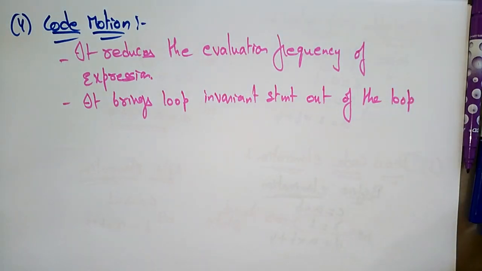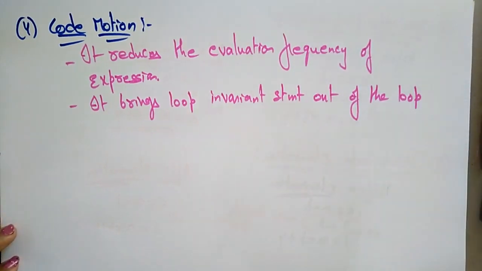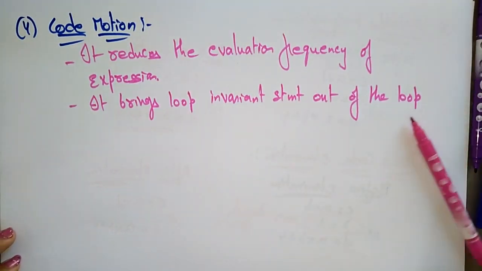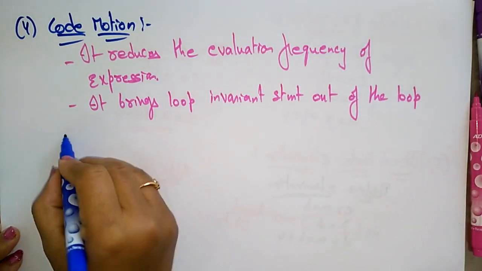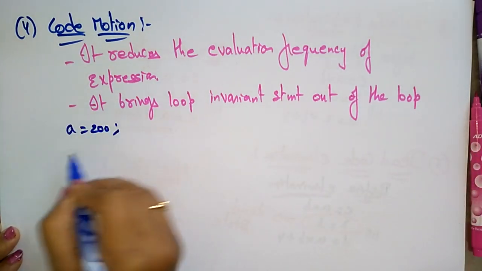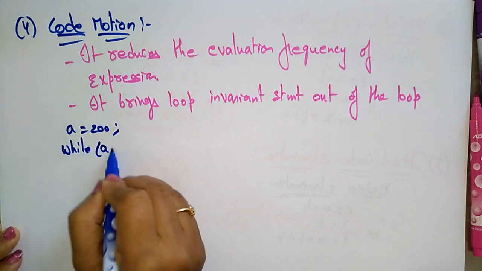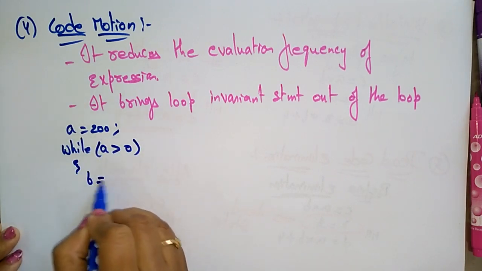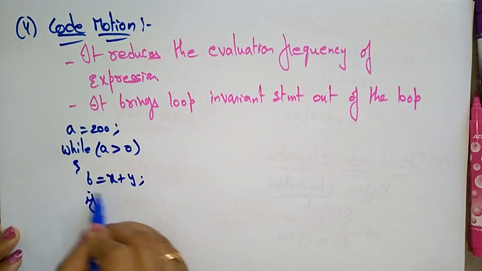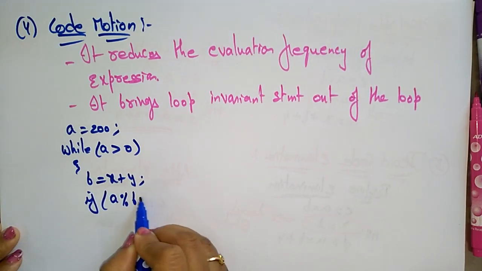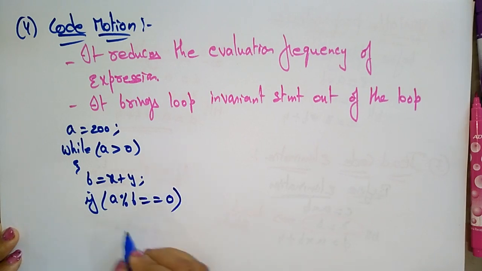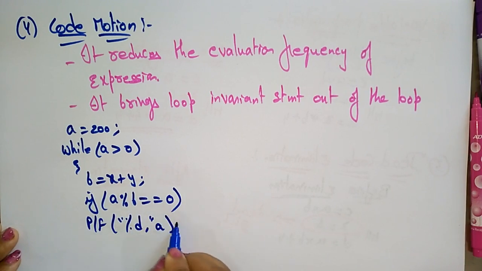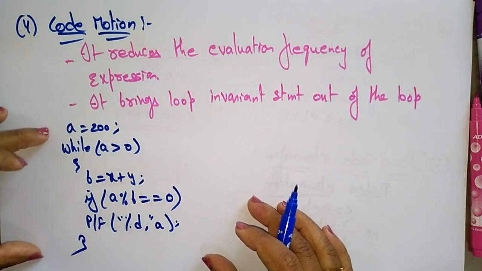So let's see the example. I'm saying it reduces the evaluation frequency of expression, and also it brings loop invariant statements out of the loop. Let's take an example for this. So here I'm just taking a is equal to 200, and while a greater than 0, b is equal to x plus y, and if a modulo b is equal to 0, then I need to printf %d a. Okay. So this is a code I have written.